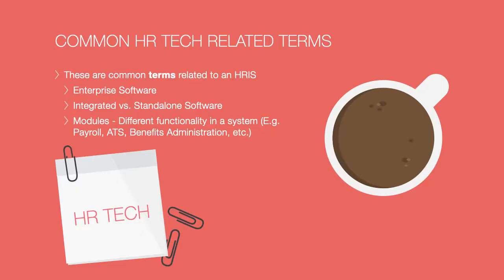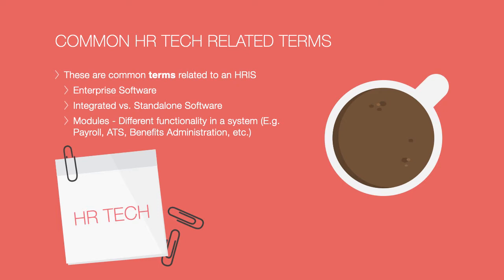So, common HR technology related terms. These are some of the most common terms that you'll hear when we're discussing HR technology. Enterprise software is the first. Enterprise software, I'll talk a little bit more about it later, but it's basically any software that's designed for large organizations.